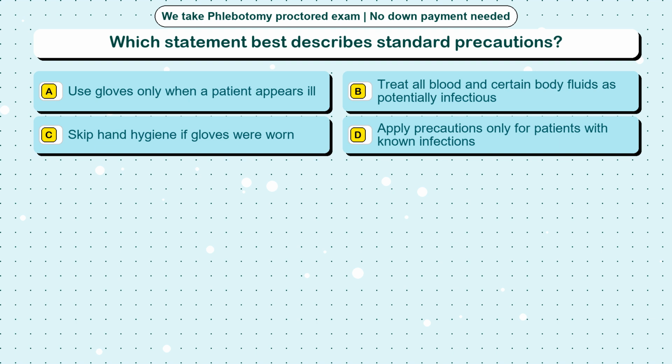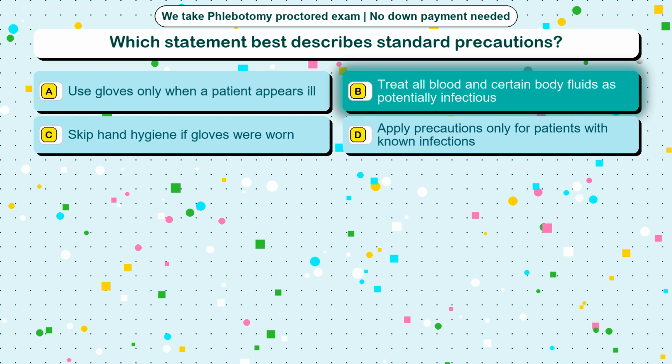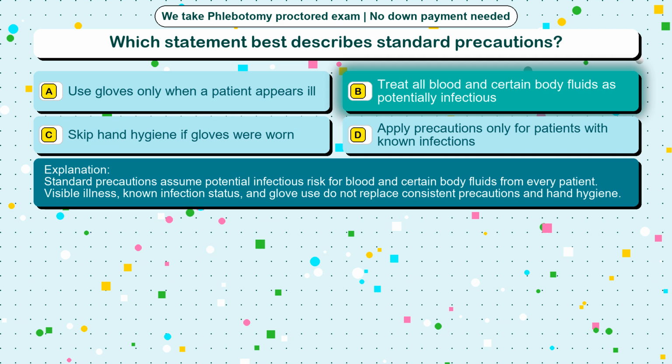Option C, skip hand hygiene if gloves were worn. Option D, apply precautions only for patients with known infections. The correct answer is option B, treat all blood and certain body fluids as potentially infectious. Standard precautions assume potential infectious risk for blood and certain body fluids from every patient. Visible illness, known infection status, and glove use do not replace consistent precautions and hand hygiene.